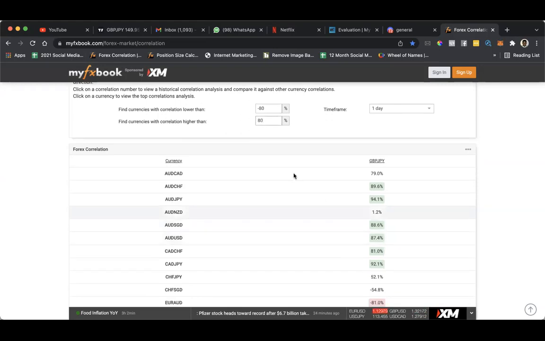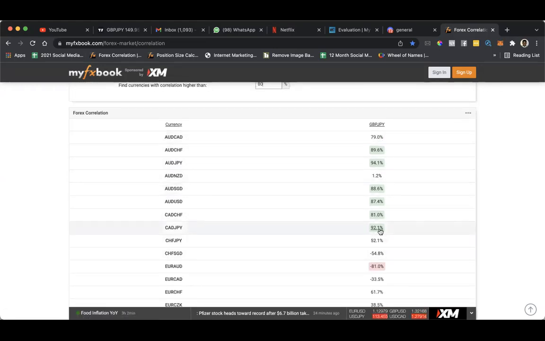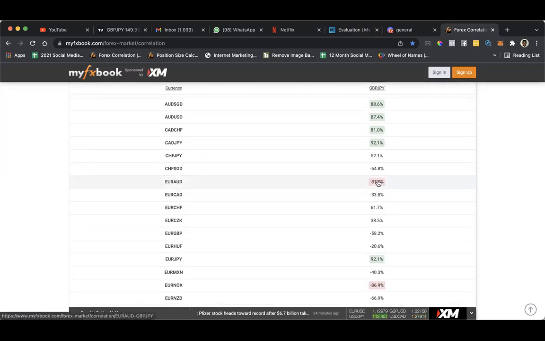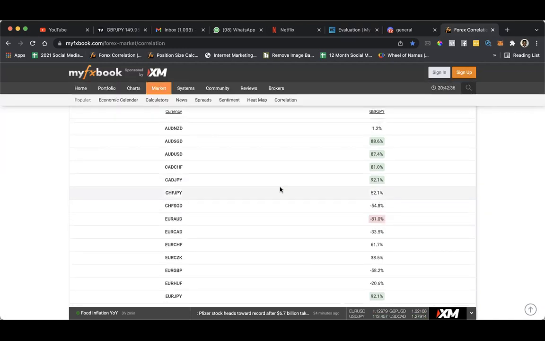So GJ correlates with AED CHF, AED JPY, AED SGD. Okay, the green ones are correlated positively, the negative ones are negative. So that means if GJ is buying, Euro AED should also be selling. If GJ is in a demand area, Euro AED should be in a supply zone. Remember we are trading with the volume of the large institutions. We want to follow the money.